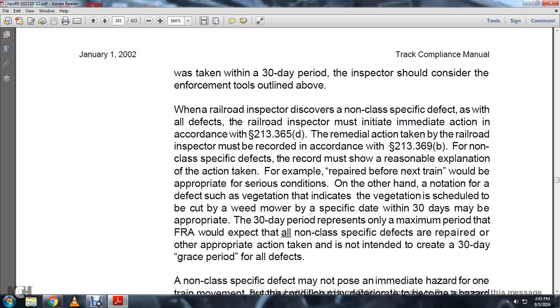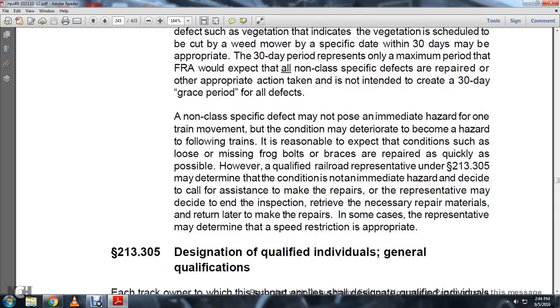On the other hand, a notation for a defect such as vegetation, indicating the vegetation is scheduled to be cut by a weed mower on a specific date within 30 days, may be appropriate. The 30-day period represents only the maximum period in which the FRA would expect all non-class-specific defects to be repaired or other appropriate action taken, and is not intended to create a 30-day grace period for all defects.